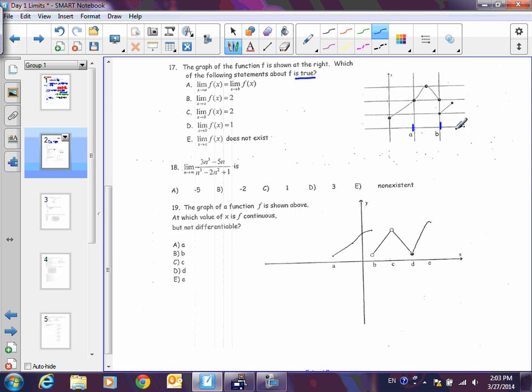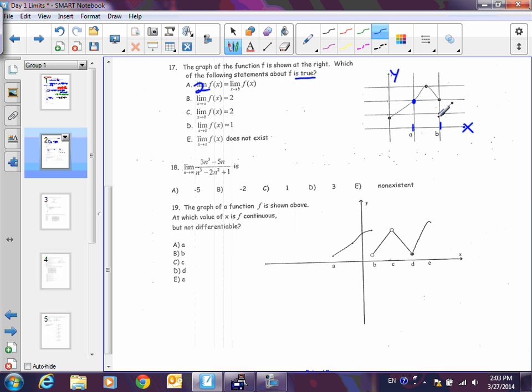So when the x value is equal to a or near to a, what is the y value near to or equal to? 2. And it actually equals, but even if there was a hole here, we would still say 2. Okay, what about the limit as x approaches b? 3. It's not. What is the limit as x approaches b?